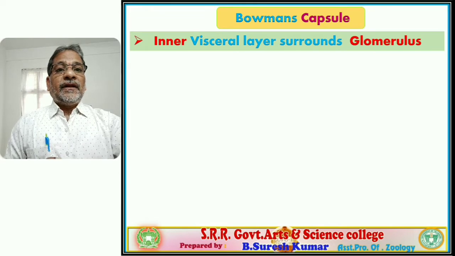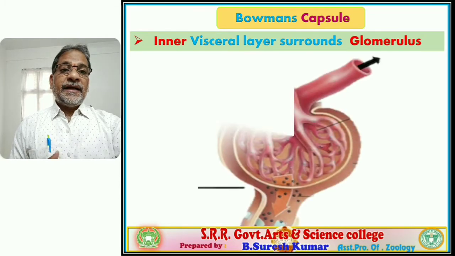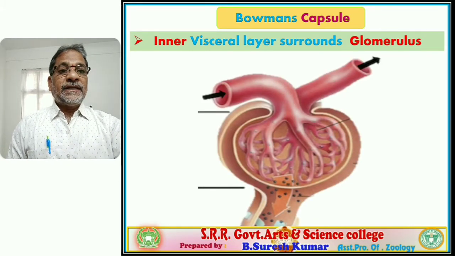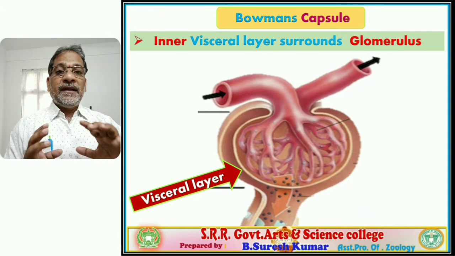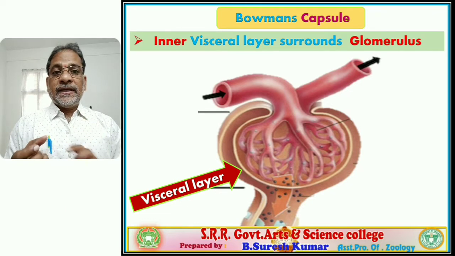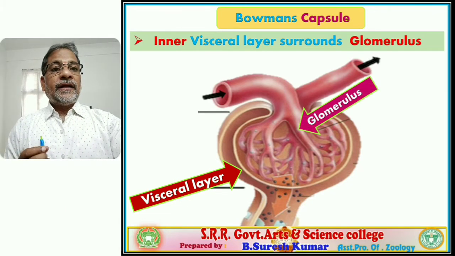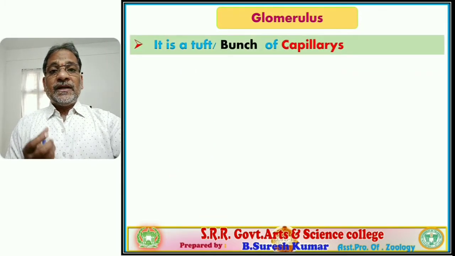The Bowman's capsule inner visceral layer surrounds the glomerulus. The internal part is glomerulus. So the visceral layer of Bowman's capsule completely envelops the glomerulus. So it surrounds the glomerulus. Followed? Right. So this is glomerulus. Next, about glomerulus. What is glomerulus?